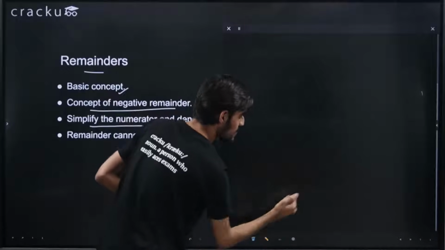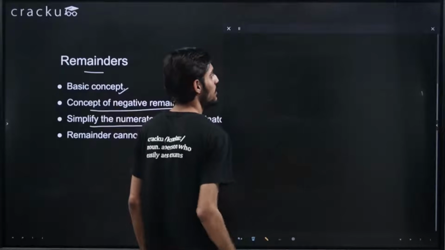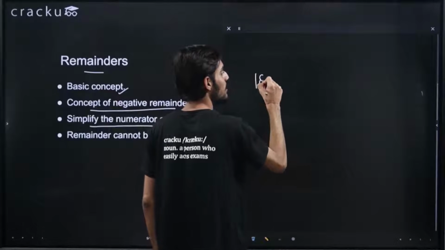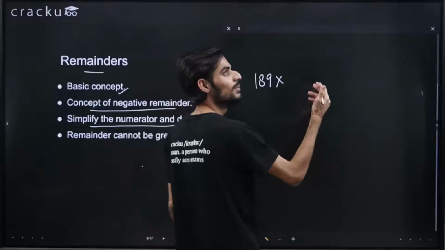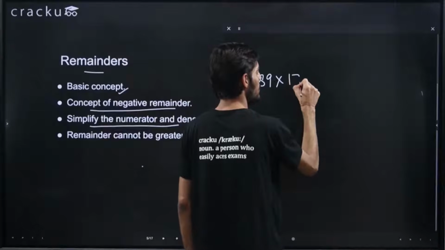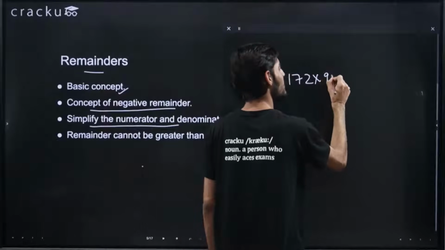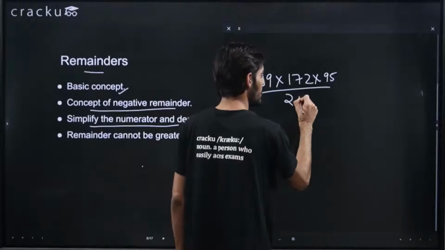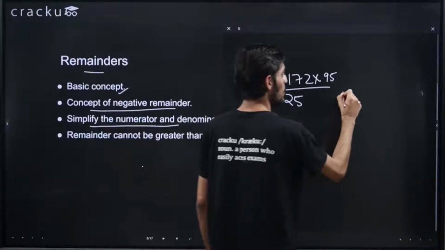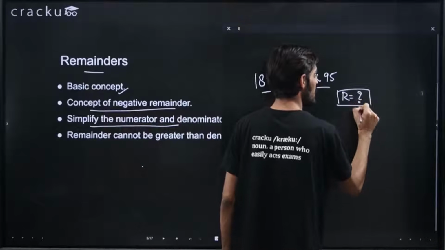Let's say we have some calculations, and I have to multiply 189, just taking some random values, maybe 172, let's say 95, and I have to divide it by 25, and I need to calculate what the remainder will be.